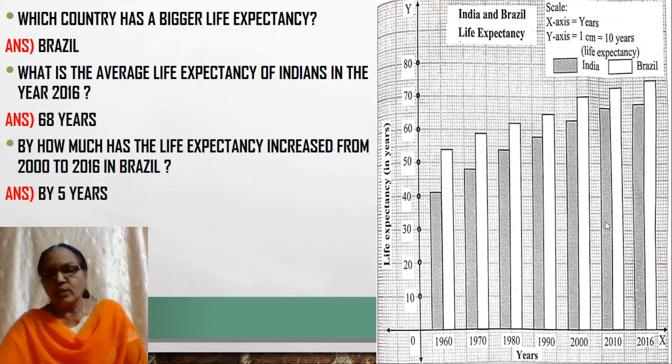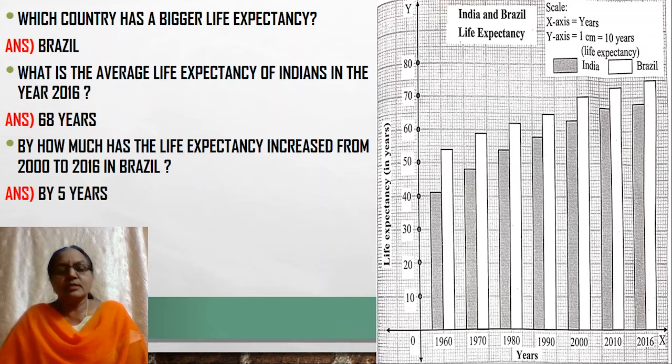So see where 2016 is, and just find out what is the average life expectancy of Indians. Now, this is 70, so it is lesser than 70. So it comes to 68 years. Now, children, even if it is, say, -1 or +1, it can be considered. So here I've given you as 68 years.